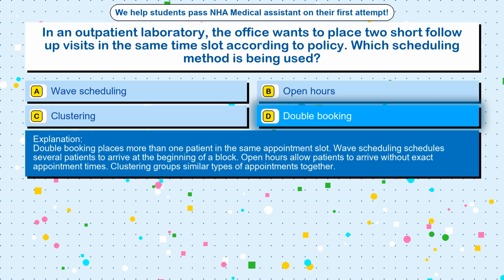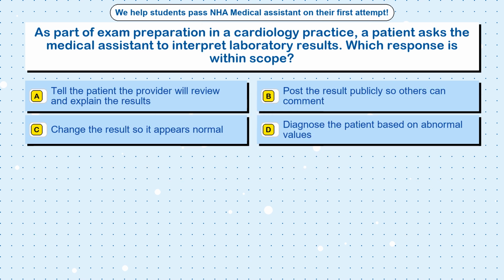Open hours allow patients to arrive without exact appointment times. Clustering groups similar types of appointments together. Question 71. As part of exam preparation in a cardiology practice, a patient asks the medical assistant to interpret laboratory results. Which response is within scope?